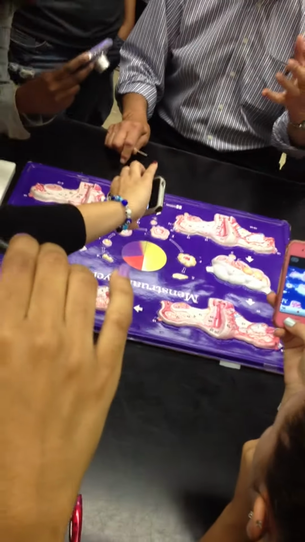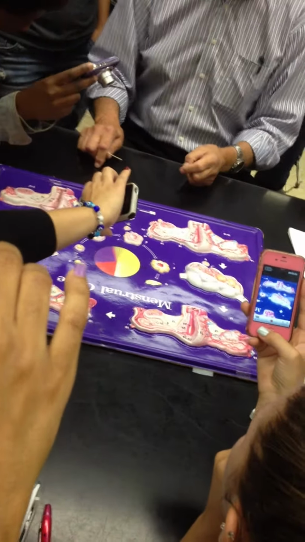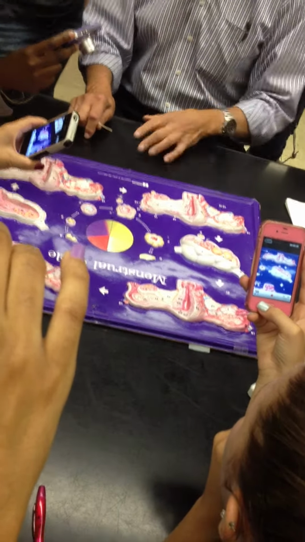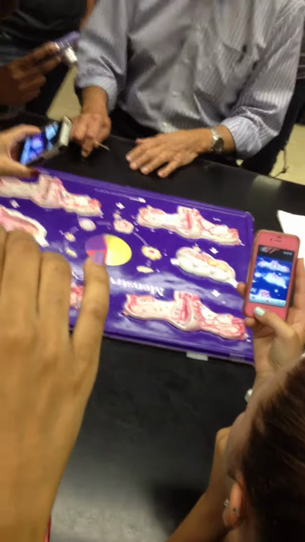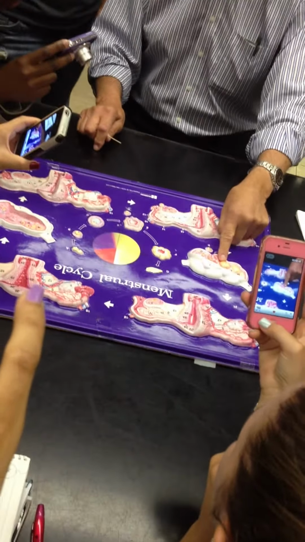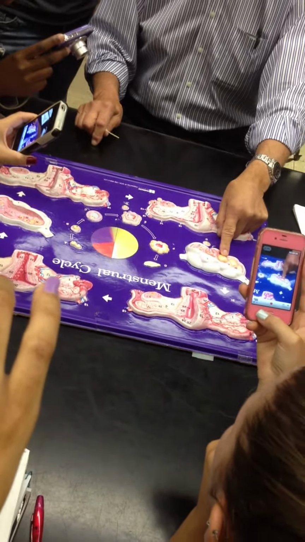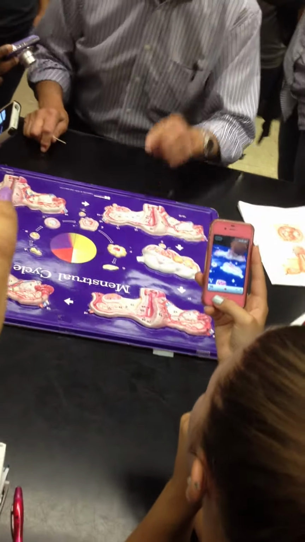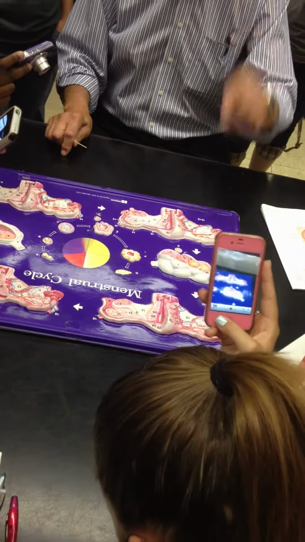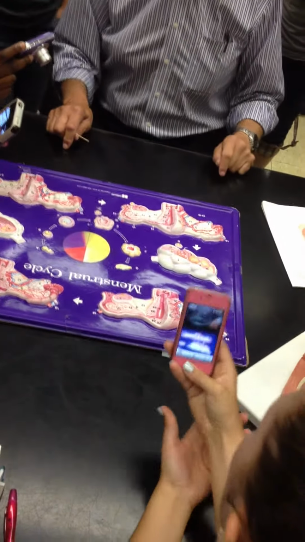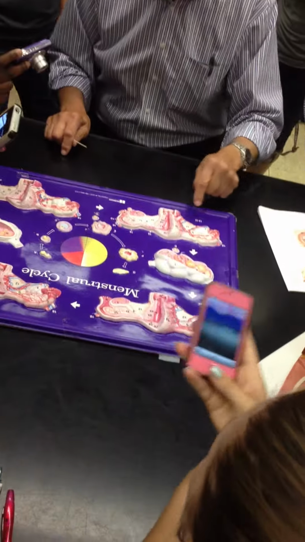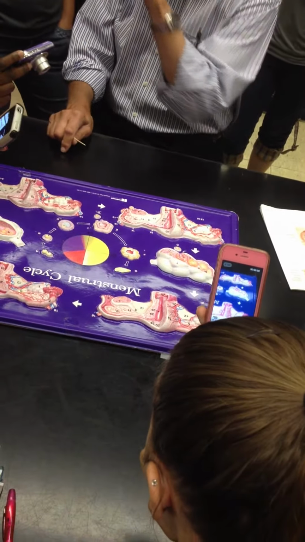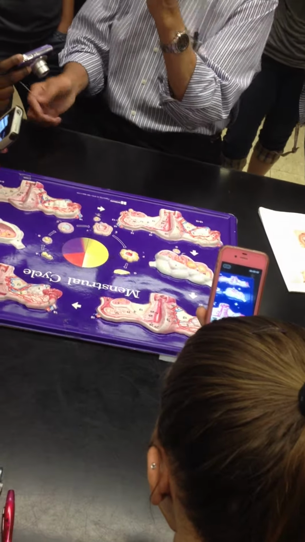L-U-T-E-U-M. What is luteum? It means yellow. Anything with that base means yellow. Corpus luteum, yellow body. I remember luteinizing. What does it do? It secretes progesterone. So the corpus luteum secretes the progesterone. What does the progesterone do? The progesterone maintains the endometrial lining of the uterus. Why do I need it?